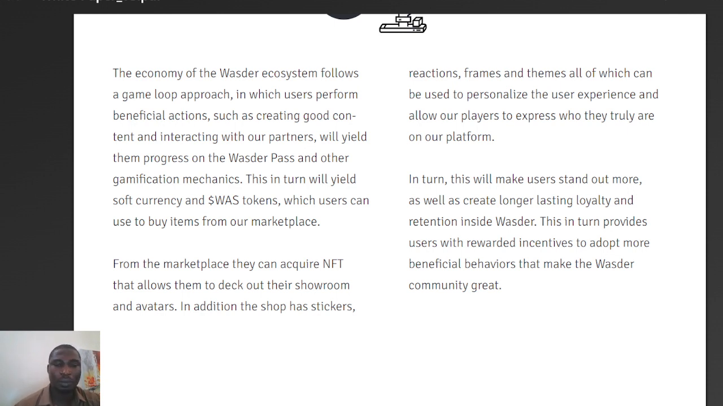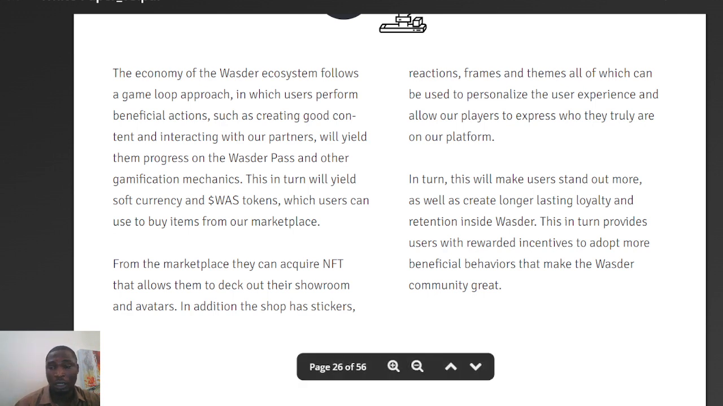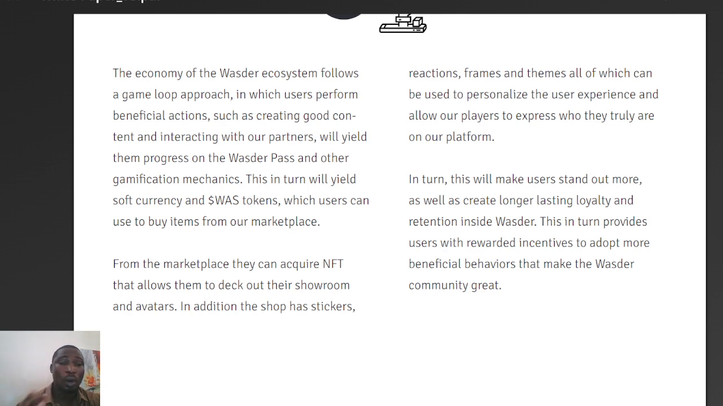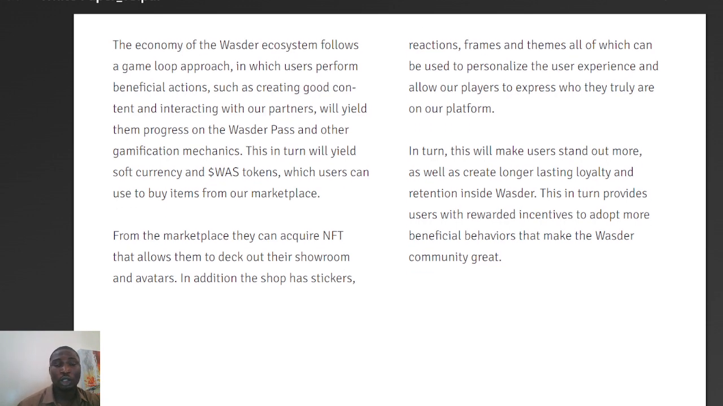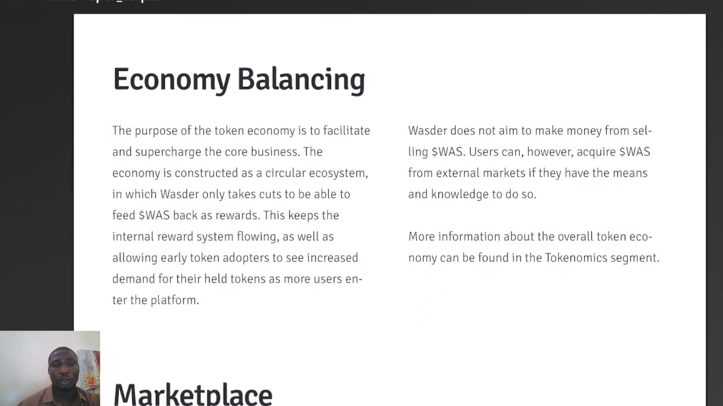Now from the marketplace, you can acquire NFTs. From the marketplace, you can acquire more NFTs that allow you to check on the showroom and all that. So all these are important points we need to know when talking about this token. How does it work? What is it really all about?